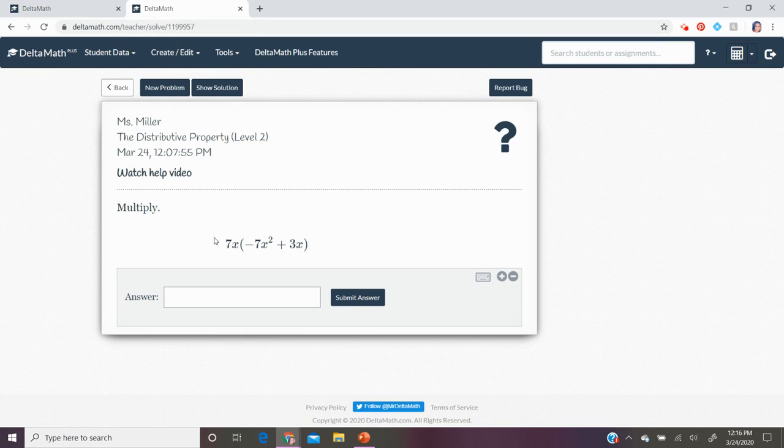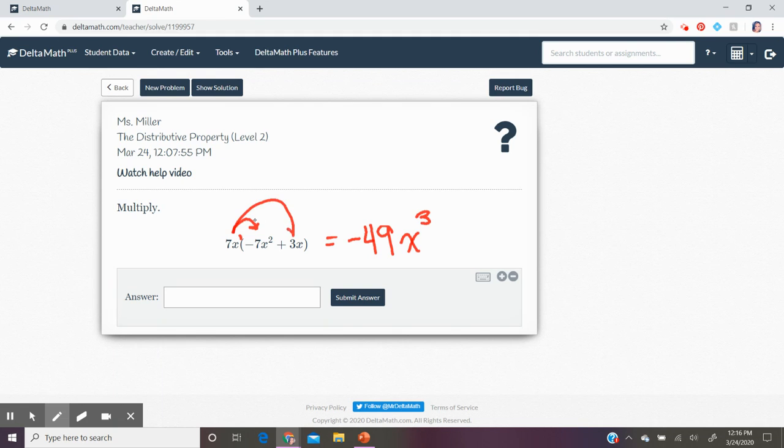Your other assignment is level 2. Here, you might have to add more than one exponent, so 7x times negative 7. So you know that 7 times negative 7 is going to give us negative 49x. But how many x's? This is x to the first, this is x squared. So we add that to give us 3. 7 times 3 is positive 21. And sorry, x to the first times x to the first is going to give us x squared.